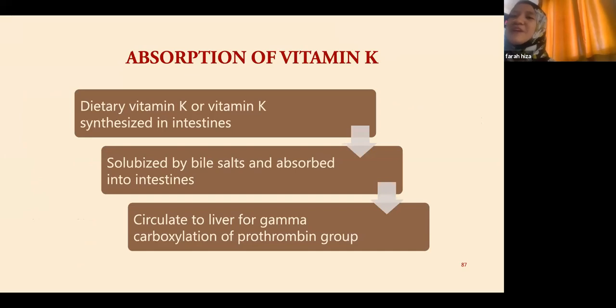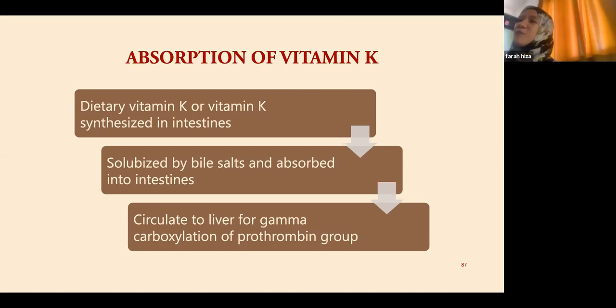So we know that vitamin K is acquired by a baby or an adult through diet, or through the vitamin K that is synthesized in our intestine. This vitamin K is then solubilized by bile salt secreted by the biliary system, which allows this lipid-soluble vitamin K to become a smaller molecule and be absorbed in the intestine.